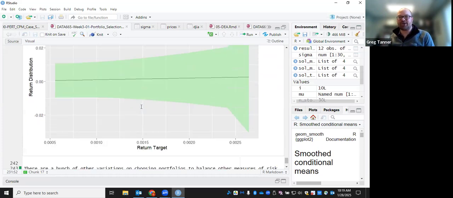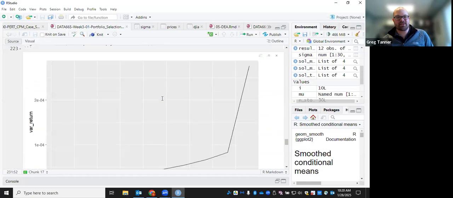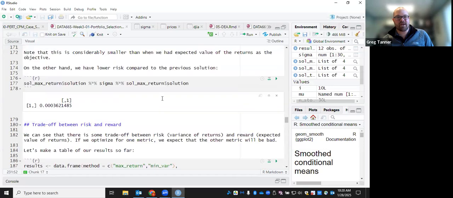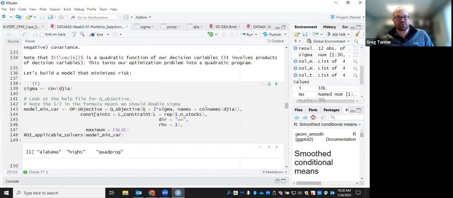I encourage you to run through the code, experiment with it, especially pay attention to how the optimization problems were being built using ROI. Okay, so that's it for this video.